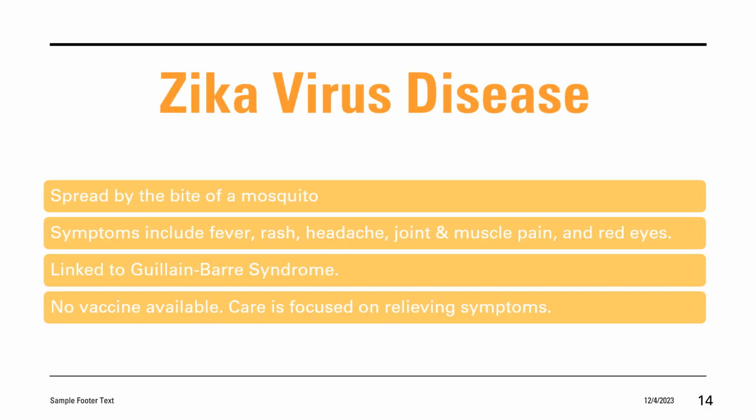So the Zika virus is actually spread by the bite of a mosquito. You'll have symptoms that include fever, rash, headache, joint and muscle pain, and red eyes. This is linked to the Guillain-Barré syndrome. No vaccine is available. Care is only focused on relieving the symptoms.